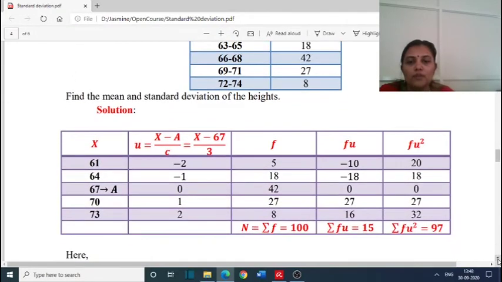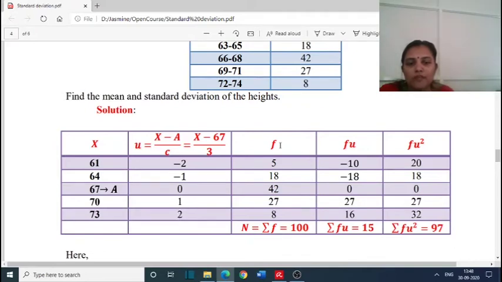So we can use the coding method. We can write the first column x as the middle values of the classes: x is 61, 64, 67, 70, 73. The middle value of these 5 is 67; take this as A. The next column is u, equal to x minus a by c. So from the center it will be 0. Just above that, minus 1, minus 2, and below it, 0, 1, 2.